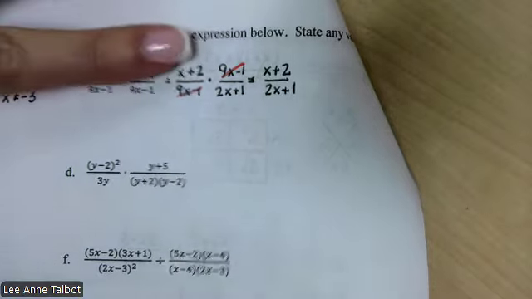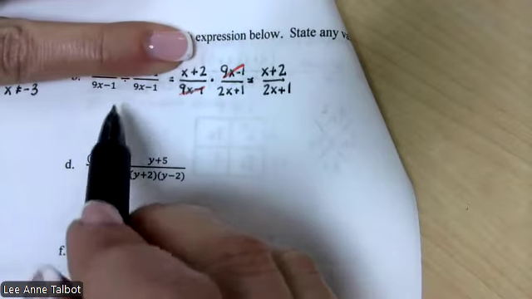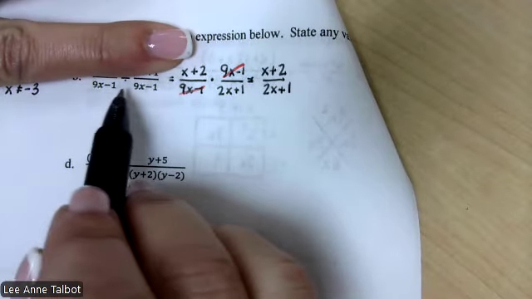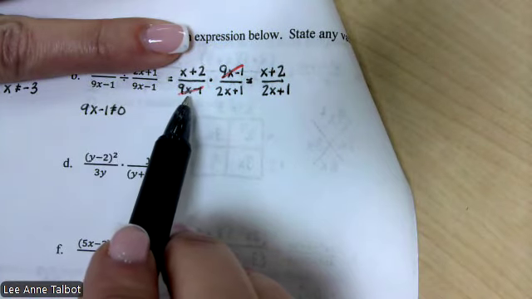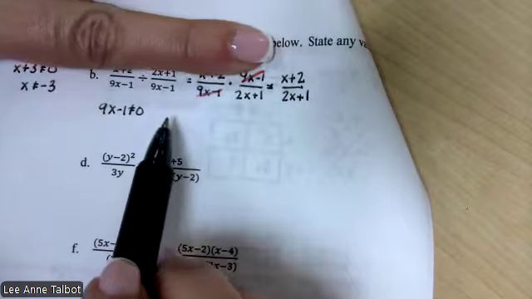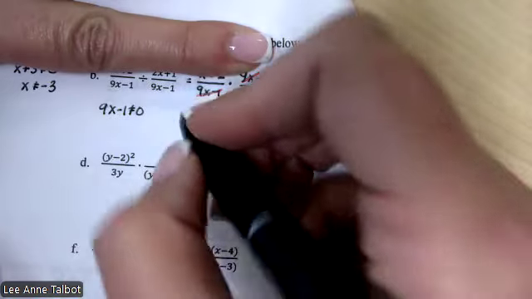Okay. Now in this particular problem, it's not that bad because same one. So I have 9x minus 1 cannot equal 0. That counts for this one, and this one. But I also need this one.